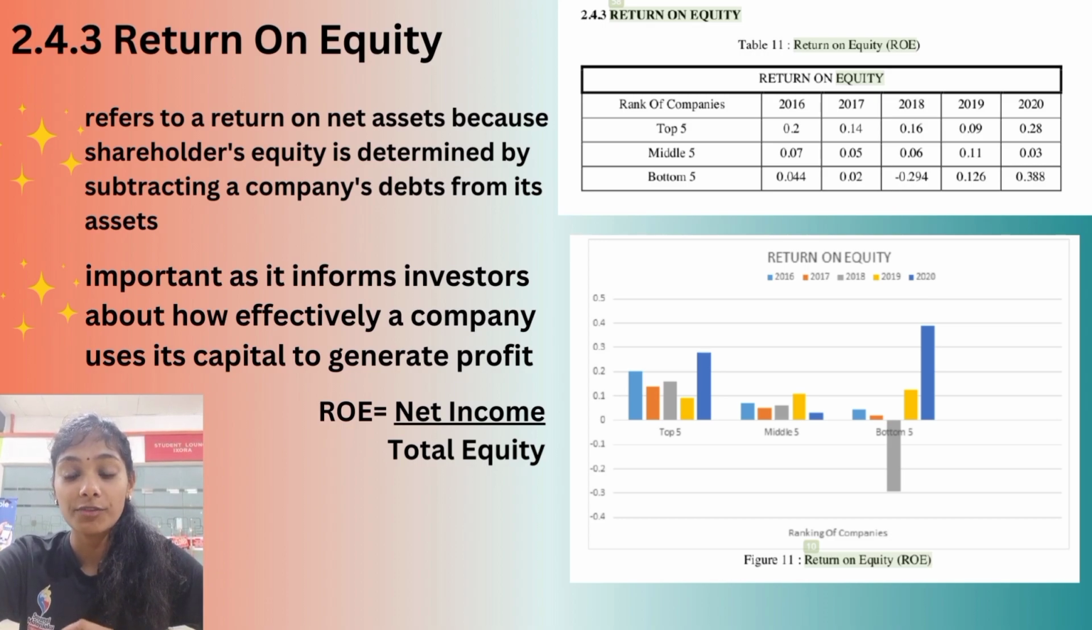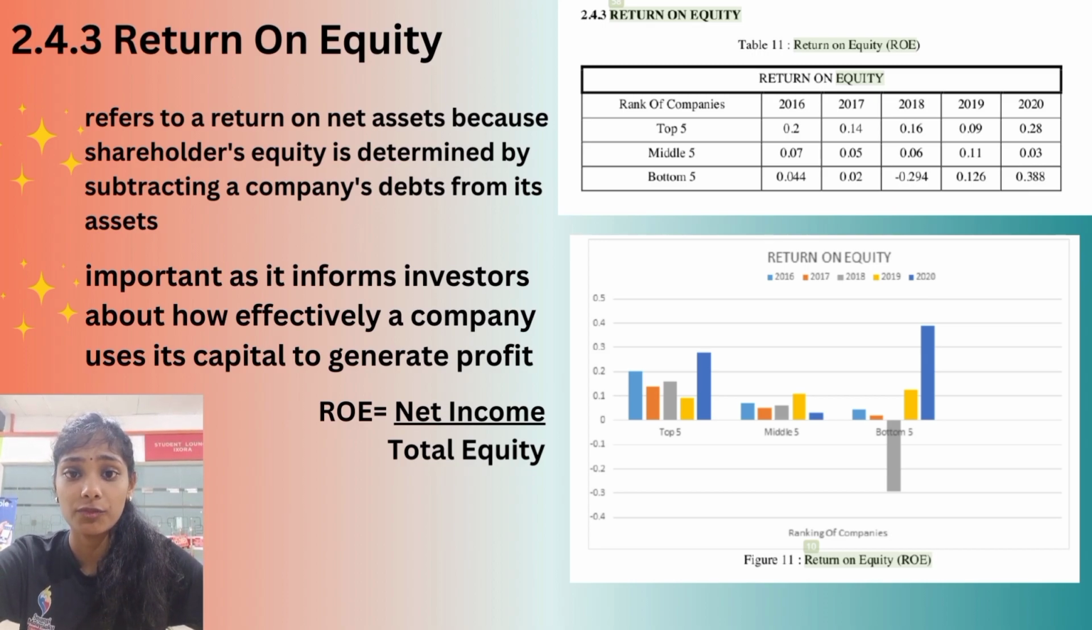The ROE of top 5 ranking companies for the year 2016 shows 0.20% to 0.14% in the year 2017, which had decreased by 0.06%. In the year 2018, the ROE of the top ranking companies increased by 0.02%, which is from 0.14% to 0.16%. The ROE then decreased again to 0.09% in 2019 and increased to 0.28%. This shows that the ROE in the year 2020 was the highest, which is 0.28%, and the lowest ROE percentage was in 2019 with 0.09%.